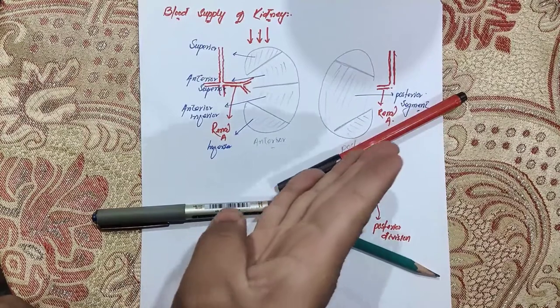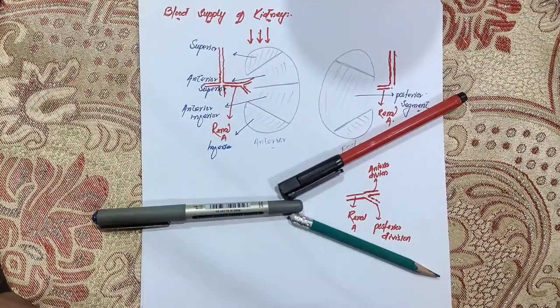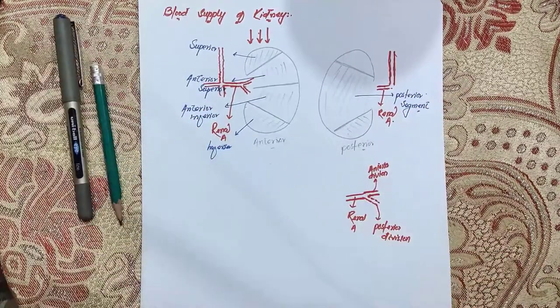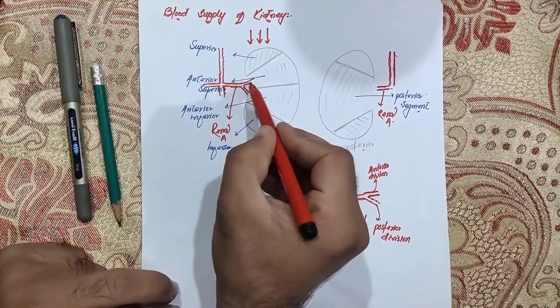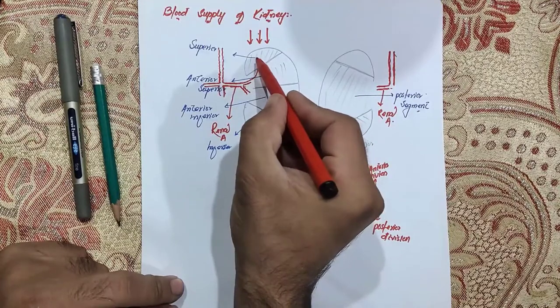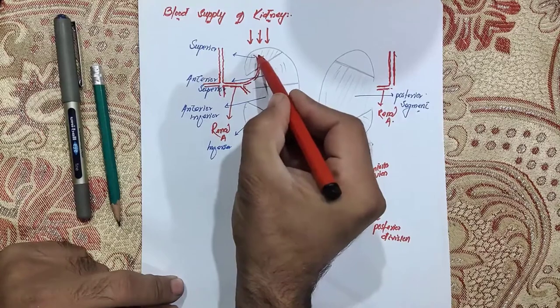The posterior division will go to the posterior segment, anterior division will supply blood to the anterior segments of the kidney. Clear, friends? Now look carefully, what will happen? This is our anterior branch, right? The anterior branch will give a superior branch, right? Anterior division will give a superior branch.